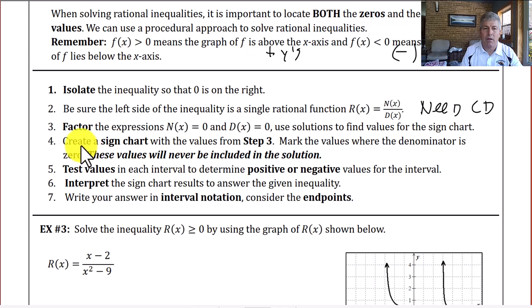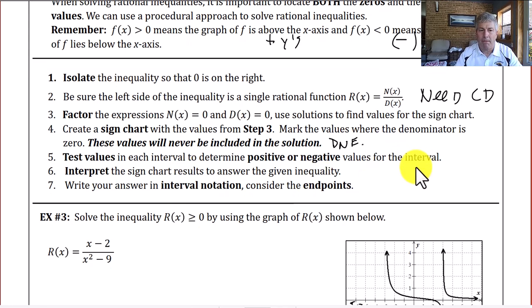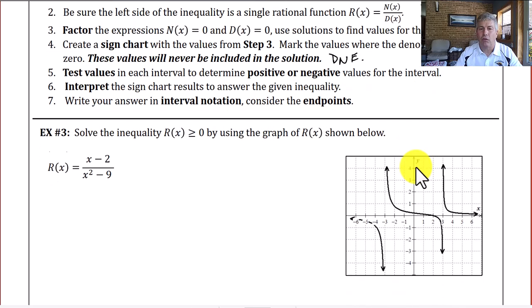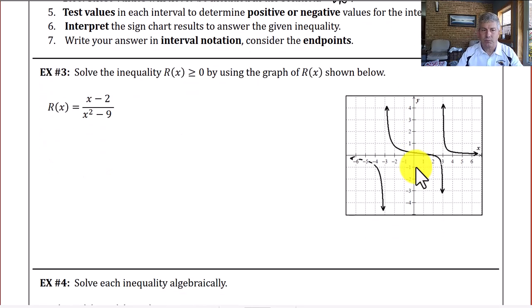So create a sign chart, mark the values where the denominator is 0, and those values will never be included in the solution. Where the denominator is 0, that's where our function does not exist. Test values in each interval, determine positive or negative, and interpret the sign chart based on our inequality. And then write our answer in interval notation.